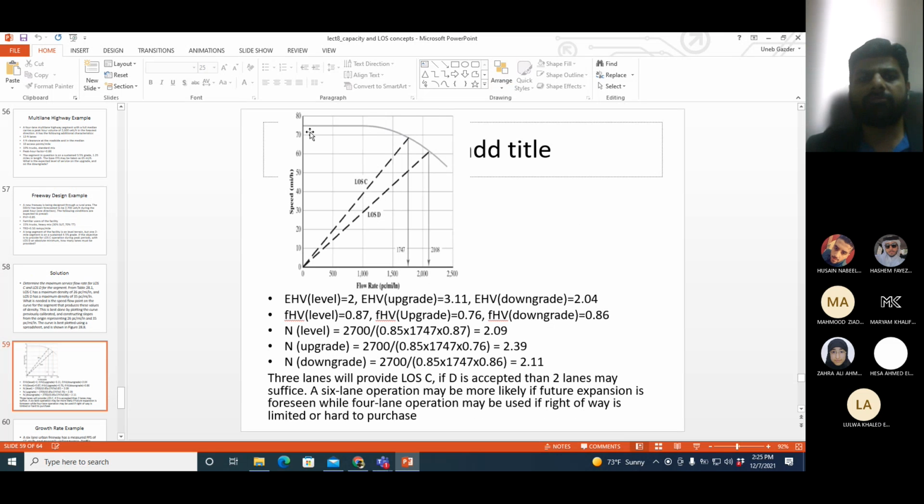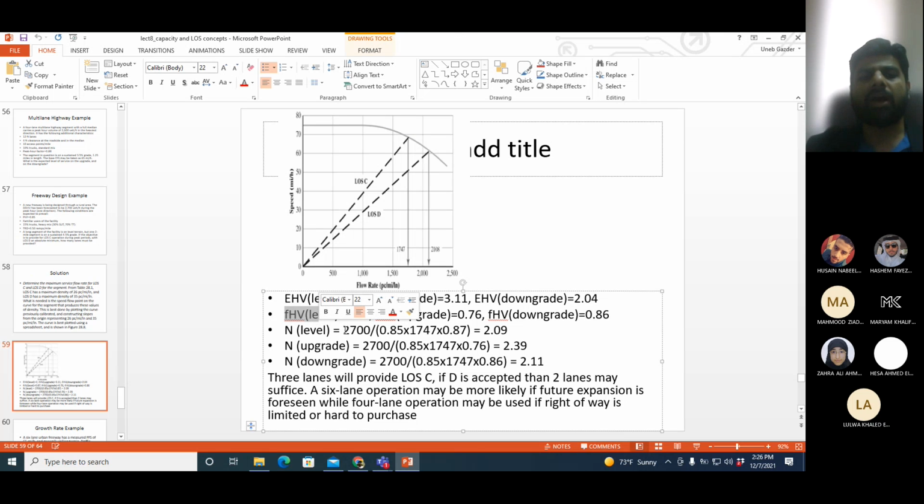So they have already plotted the curve, and then they plotted the lines for C and D, and they found the maximum service flow rate for C, which is 1747, and then the maximum service flow rate for D, which is 2108. We have already calculated the heavy vehicle adjustment factor as well, and now they are calculating the number of lanes. So design volume is already given in the question. 0.85 is the peak hour factor.